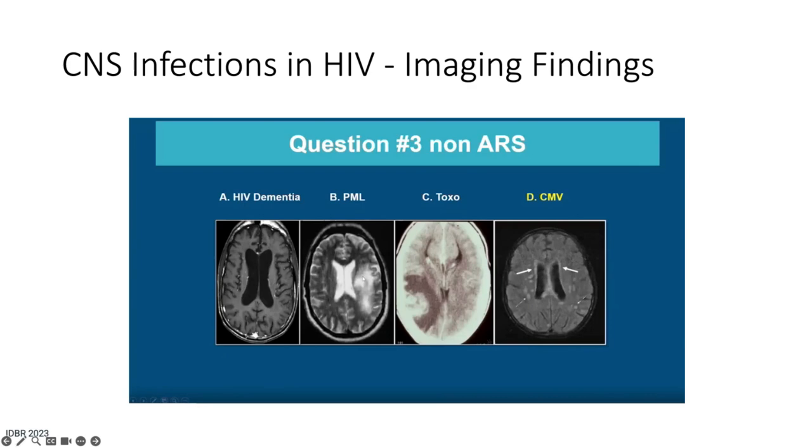PML can look a lot like MS because of the patchiness. CMV, it's just that periventricular word they love. I'm not saying any of these are perfect. You would be given more information. This just was the slides they showed at board review to think about, but thinking of an HIV positive patient.